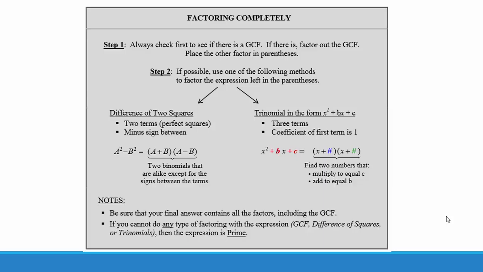Step 2. Decide if you have a difference of two squares, or a trinomial in the form x squared plus bx plus c. If you do, continue to factor the factor that's in the parentheses using these methods. Note, be sure that your final answer contains all the factors, including the greatest common factor. If you cannot do any type of factoring with the expression, greatest common factor, difference of squares, or factoring a trinomial, then the expression is prime.